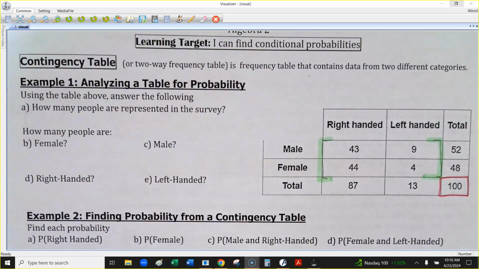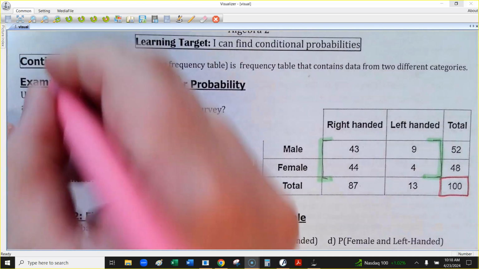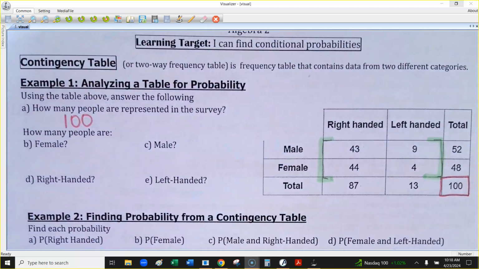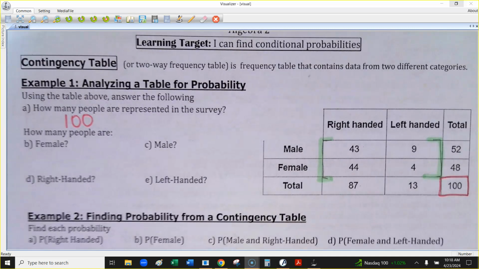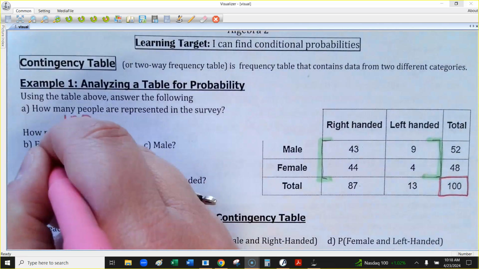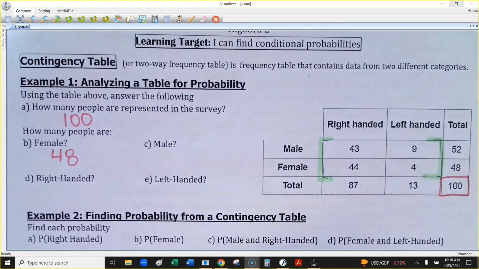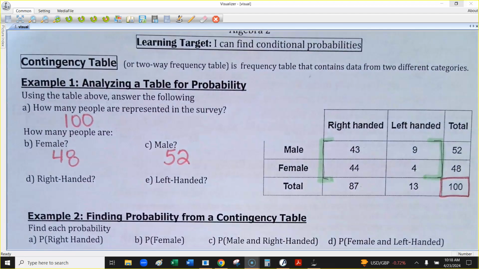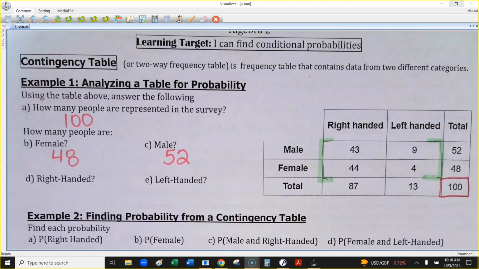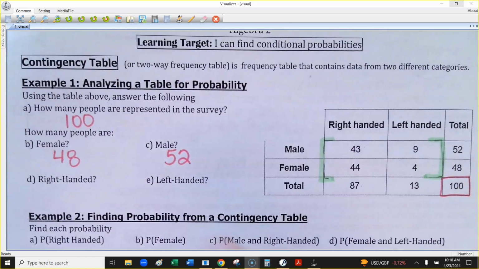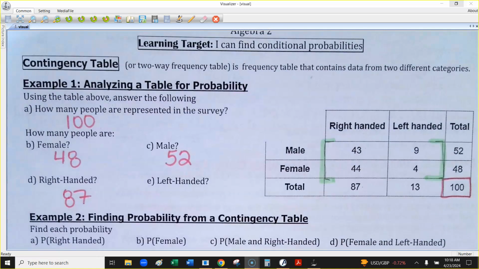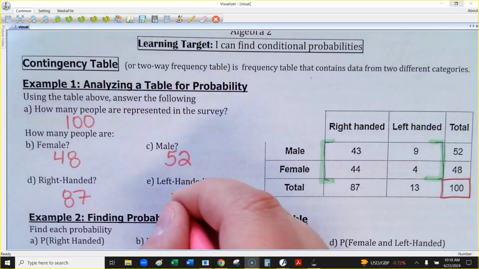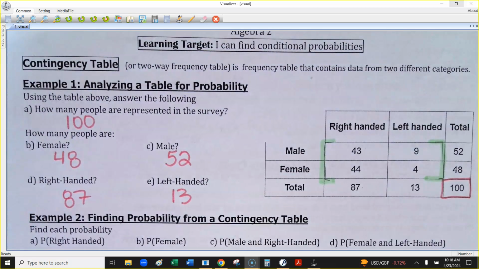So how many people are represented in the survey for my little example here? This is 100. Okay, just looking at the table, can you tell me how many people are girls? The total right there, 48. How many guys? 52. How many people total are right-handed? 87. The total in the bottom right there. How many people are left-handed? Okay, not terrible to read. So we're just looking at that to make sure you guys can read it. We're going to actually use it to do some probabilities here in a second.